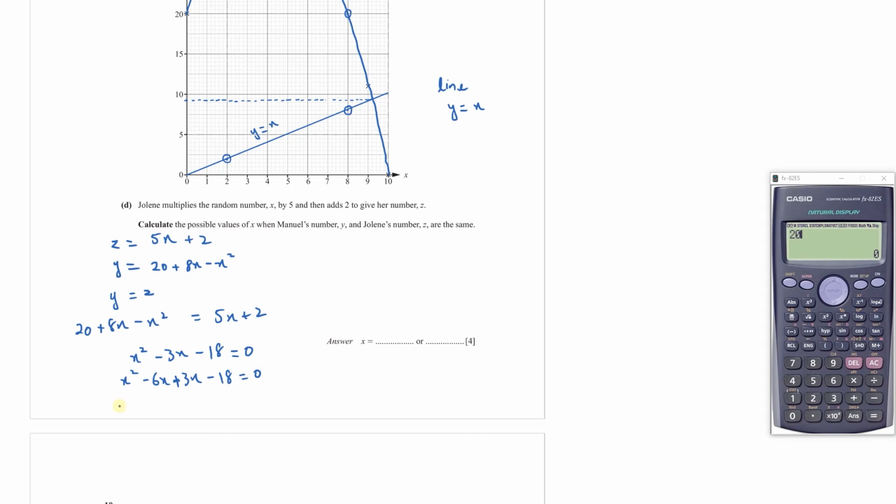And then I can take x common here, so x into x minus 6, plus I can take 3 common here, x minus 6. So x minus 6 is common, so this will become x minus 6 times x plus 3 equals 0. So the two possible values of x will be x equals 6 or x equals minus 3. So the values will be 6 or minus 3.